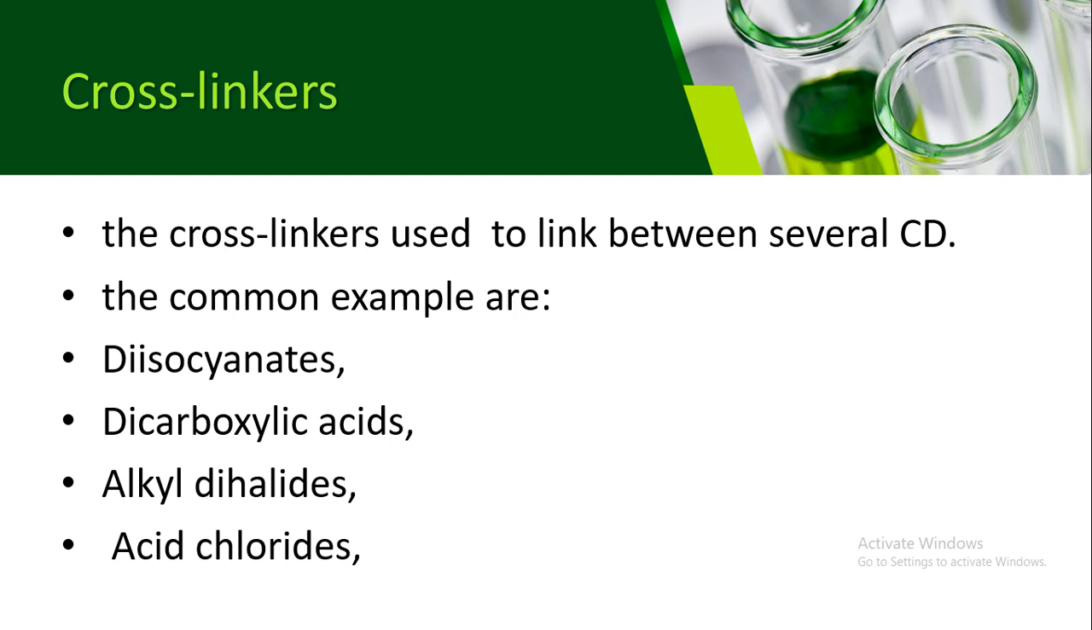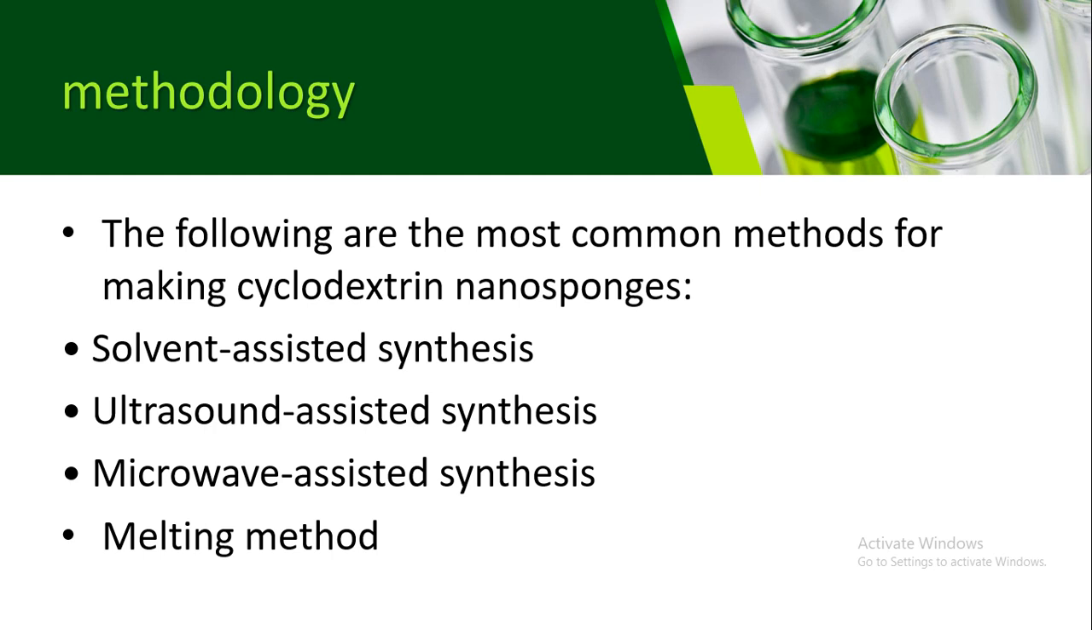These are the common cross-linkers used to link between the cyclodextrins in order to get cyclodextrin nanosponges to use in drug delivery systems, or in environmental or agricultural applications.